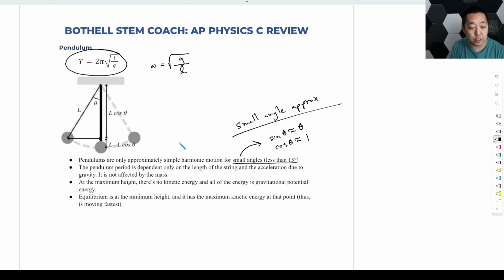The pendulum period is only dependent on the length of the string and the acceleration due to gravity. It's not affected by the mass. The maximum height is based off, well, at the maximum height there's no kinetic energy, so we're converting between gravitational potential energy and kinetic energy at the bottom down there. Okay, so that's the main idea, and you're basically using Unit 3, conservation of energy.